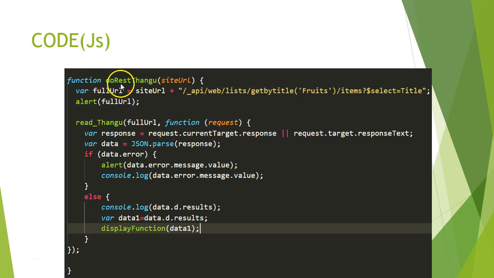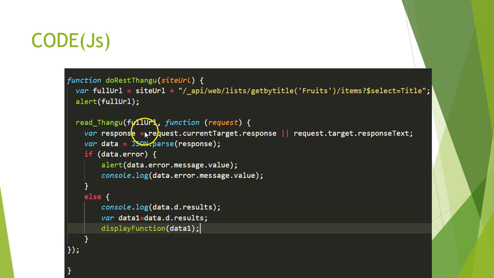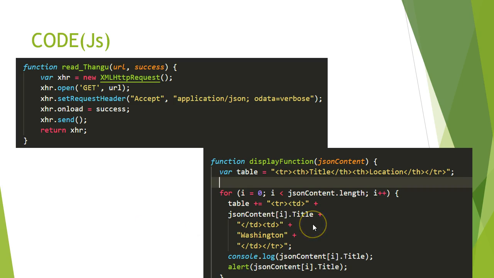So coming to the main REST function, we pass the API link here, and the site URL I'm getting from the page context variable, and then I'm going to call the function which calls the XML HTTP request using callback, and we'll get the response. It might be mostly a JSON response, so we'll pass that using JSON.parse, and if we get the results, they are returned as data.d.results, and we call the display function which will display the results in a table.